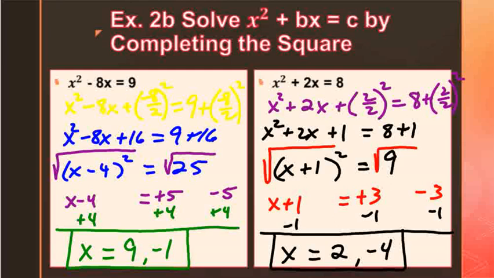If you wanted to double check to see if those are correct, I can plug those numbers in for x in my equation. The 2 squared is 4, plus 2 times 2 is 4. 4 plus 4 is 8, so I know that is correct. Negative 4 for x, negative 4 squared is a positive 16. 2 times a negative 4 is a negative 8. So 16 minus 8 is 8. That's just a quick way of checking your answer.